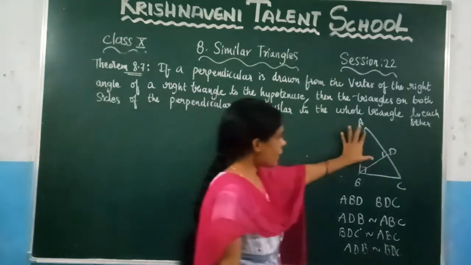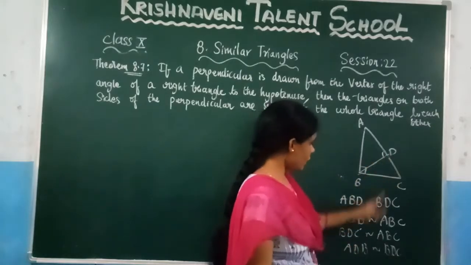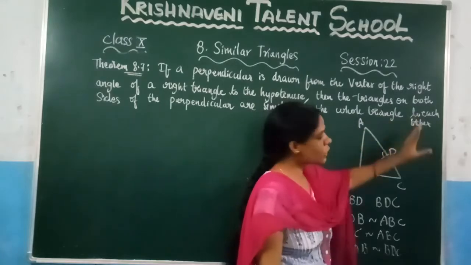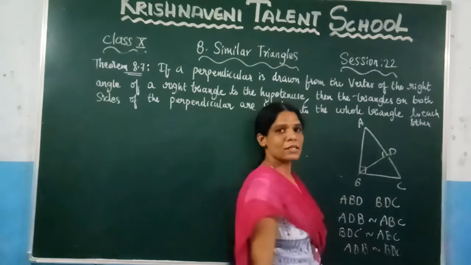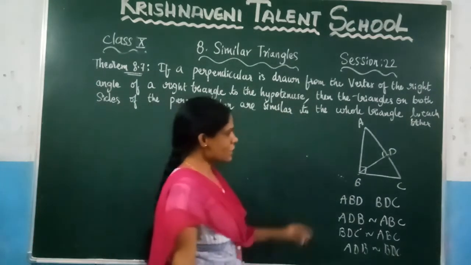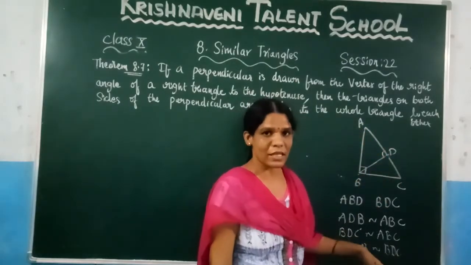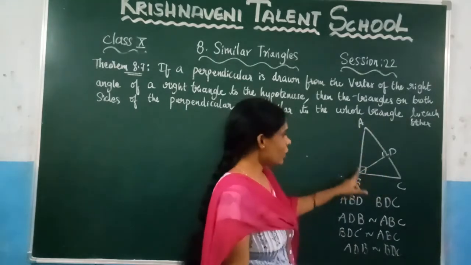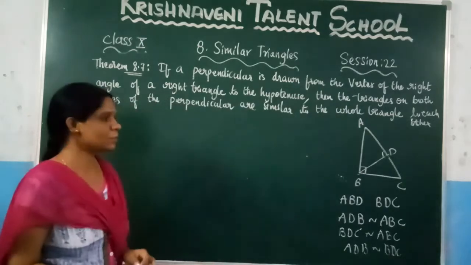That means this triangle is similar to the whole triangle, right? And again, this triangle is similar to the whole triangle. And after that, what they are saying, to each other, right? And again, you need to prove here these two triangles are similar. This is what we need to prove. That means here you need to consider this triangle and the bigger triangle. You need to prove those two triangles are similar. And similarly, you need to consider this triangle and you have to prove this one as similar. So let us go for the proof of this theorem.